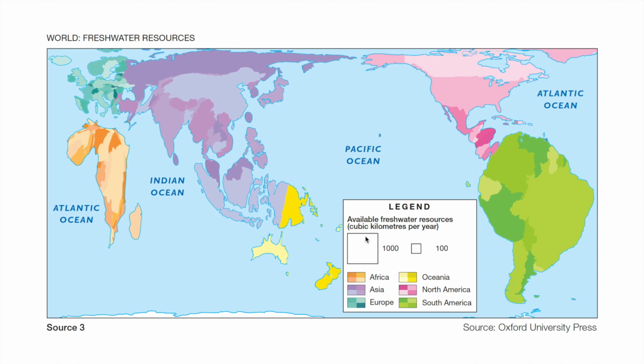We know that this square here, using the legend, is equal to 1,000 cubic kilometers. And when you've measured it out, I'm not going to measure it out on the screen, but if you measured it out, this fits to roughly 5,000. So 5 of these boxes broken up over it. So you've got 5,000 cubic kilometers of fresh water per year.